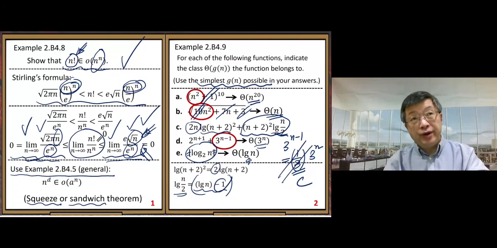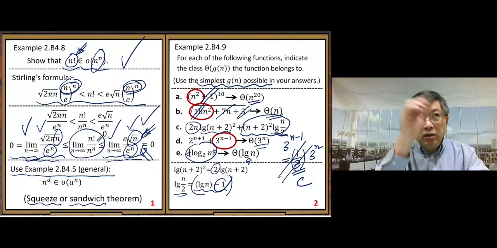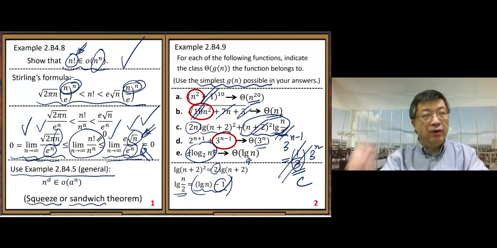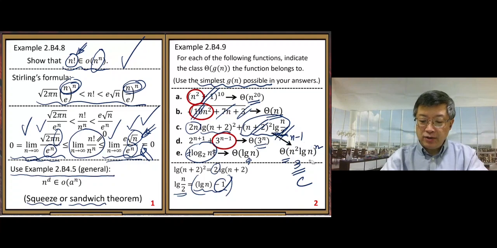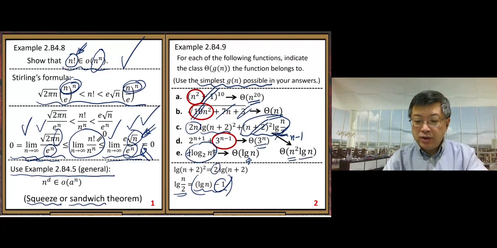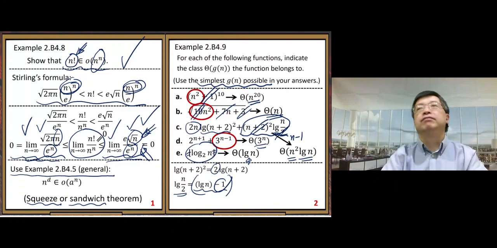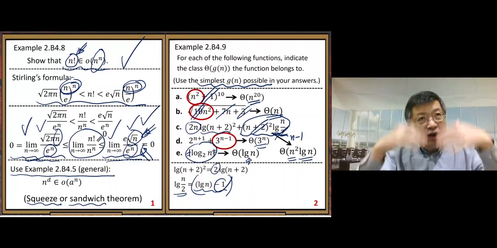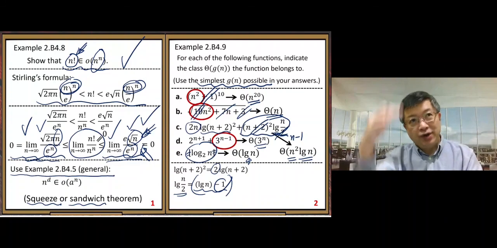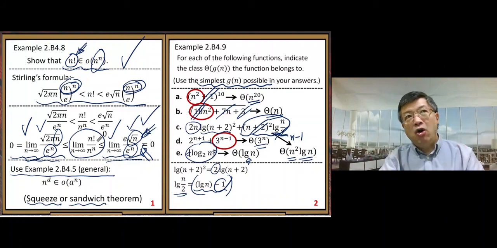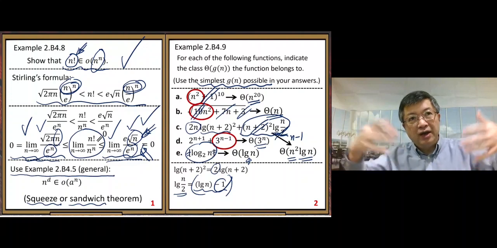Now, when we consider the simplest possible growth function, we ignore the minor part. Plus 2 is minor, we ignore. Divided by 2 is minor, we ignore. So the answer: big theta of n squared times log n. See, the simplest possible g of n. Okay, hope you get all these things. I go through a little fast, so hope you can get everything I explained here.